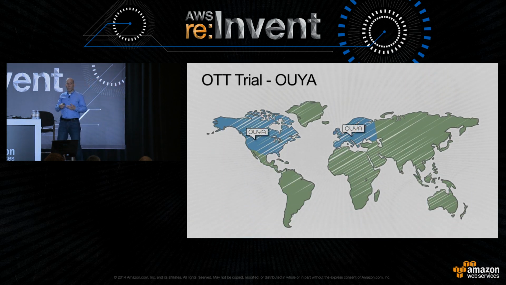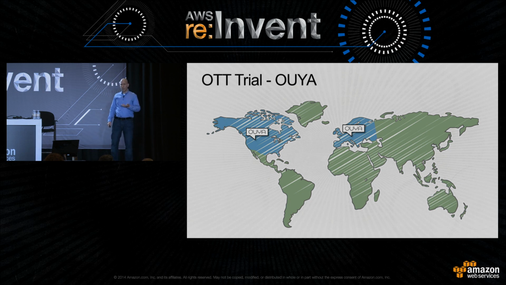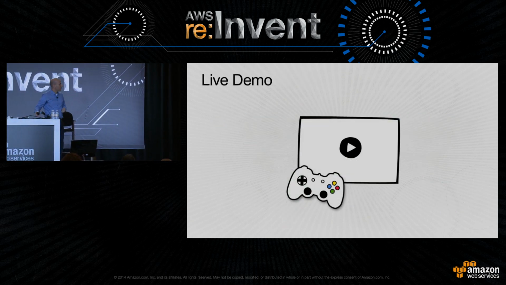Several months ago, we decided we want to go over the top. So we took the Ouya box and launched a trial service over the top. When we wanted to do that, we actually thought, how are we going to do that? Because we're going to need to deploy many servers and have a large investment in CapEx for those servers. So we wanted to look at how to do that in a more efficient way in terms of cost. So this is when we looked into AWS. And we actually launched this service using AWS, and it is a live service today, operating in North America and Europe. So let me show you how this service looks.